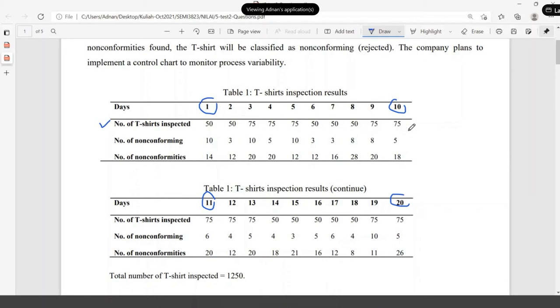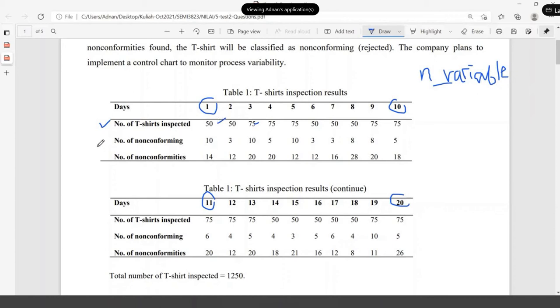So that means n is variable. In this case n is variable, n is not constant. Sometimes the number of t-shirt in a bundle is 50, sometimes it's 75. So basically the question has been simplified. There are only two sizes even though it is variable, so you have to calculate for 2 sizes of sample.